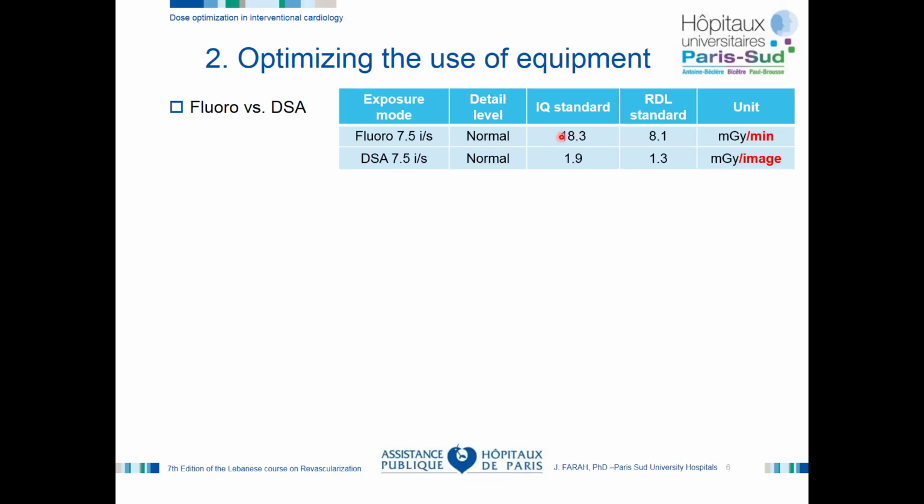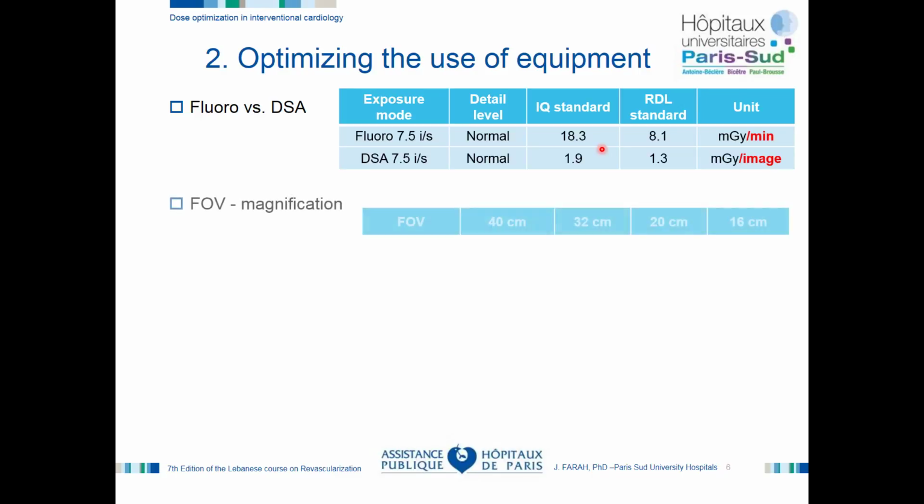Now, what about magnification? This is a standard GE magnification, at least on IGS equipment. And roughly speaking, this is the order of magnitude of the dose evolution. So you increase the dose by 30 to 50% with each step of magnification.